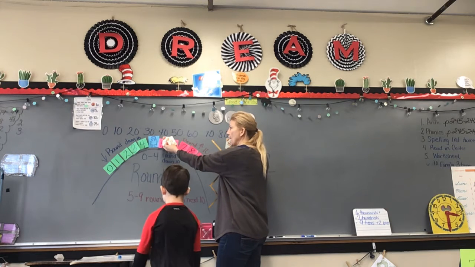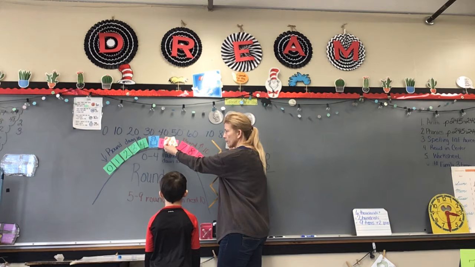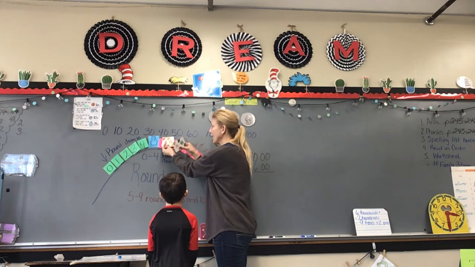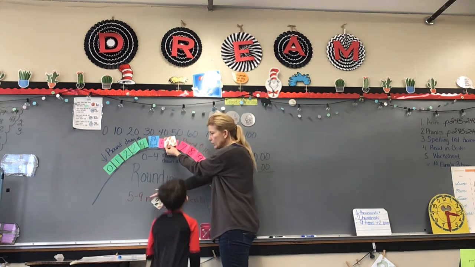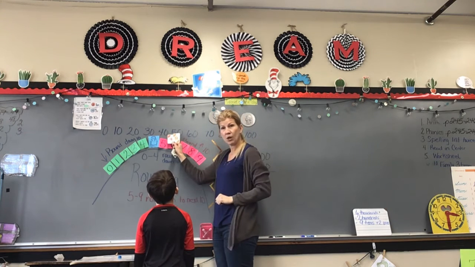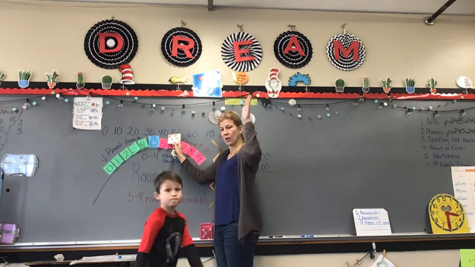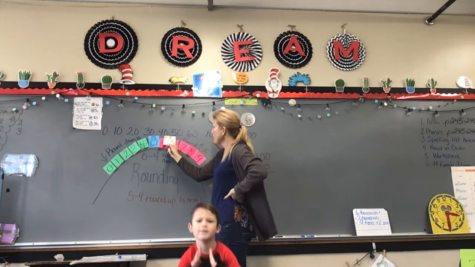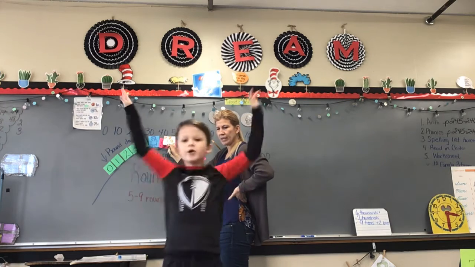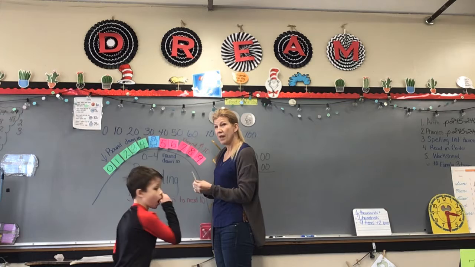Now, is 49 closer to 40 or is it closer to 50, Ben? I look at my 9. What does the rule say? What's our rule, class? 5 to 9, class, we round up. Round up. All right, Ben, which one is higher? Is it 40 or 50? 50. All right, 50. So that was a trial.